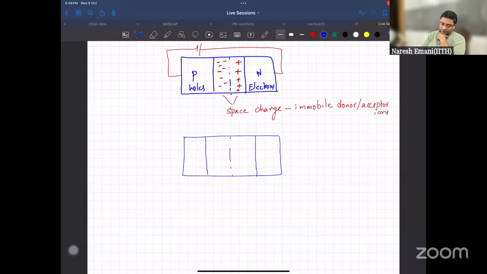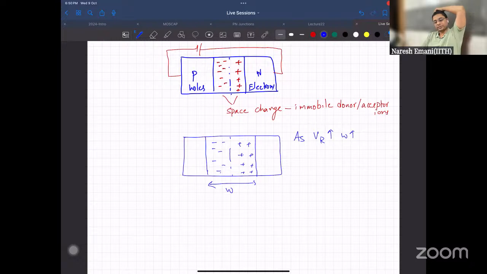Negative charge on this side and positive charge on this side. Why is it wider now compared to the uncharged case? As you increase the negative reverse bias, as V reverse increases, the width W of the depletion region increases. Is it clear why this should be? Because think of it like a negative, positive terminal here. It's going to pull some electrons into the circuit outside.